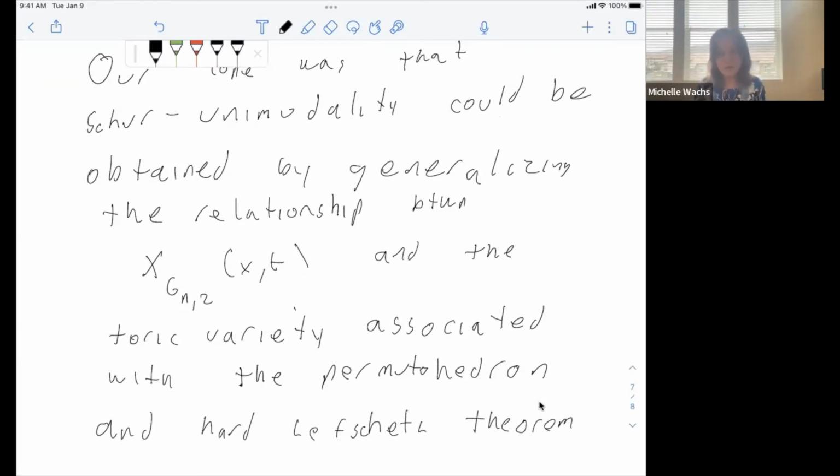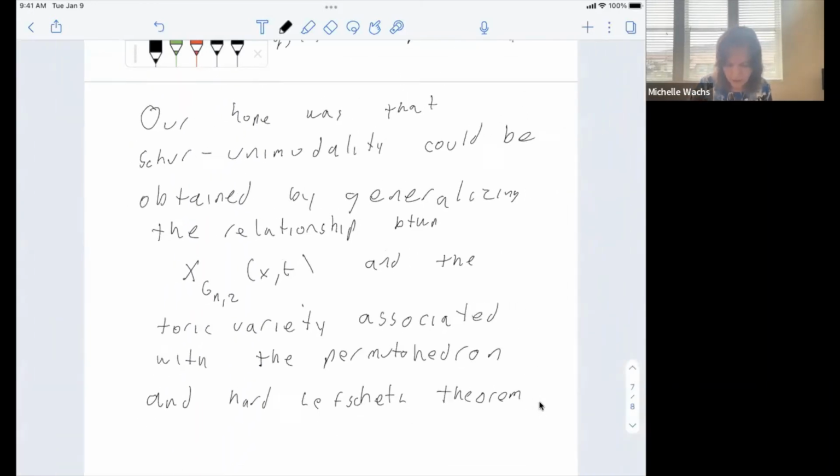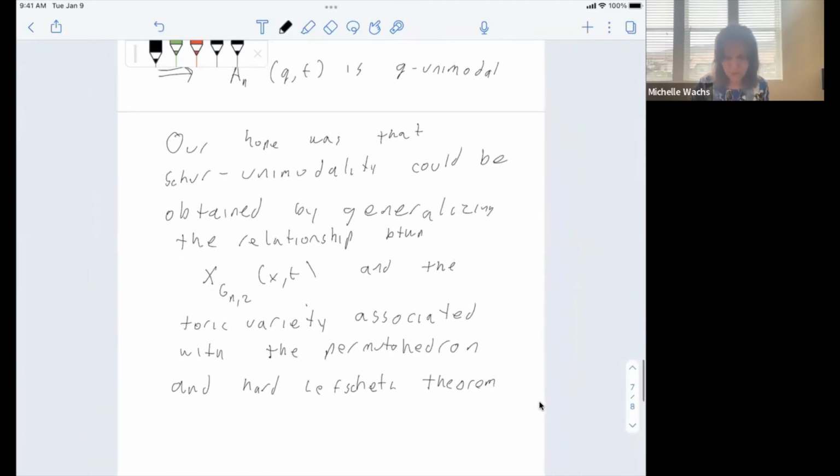So it's the representation of the symmetric group on the cohomology of that toric variety. And then the Hard-Lefschetz map respects the action of the symmetric group. And so from that we get Schur unimodality. So John and I wanted to find a variety that generalizes this relationship.